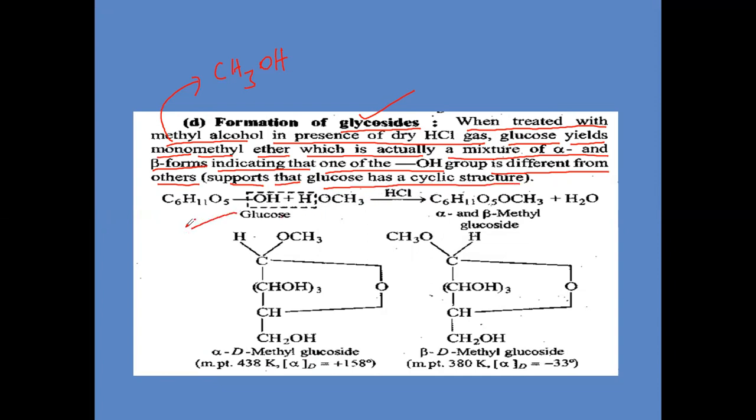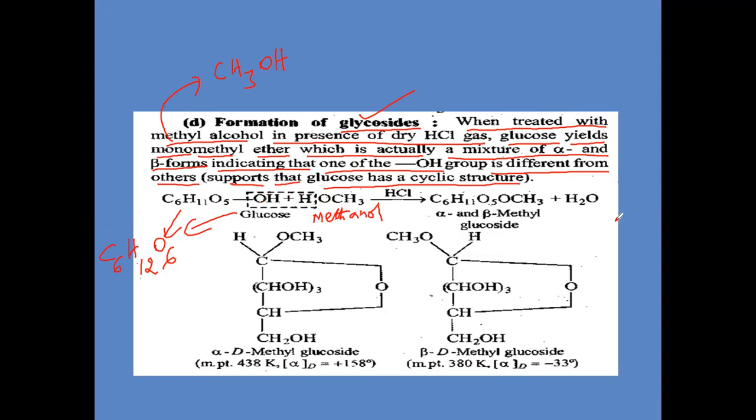Suppose the glucose molecule, generally we write C6H12O6. The same thing is written here as C6H11O5 bonded to OH. The same is glucose. So this OH group of the glucose molecule will combine with the H of methyl alcohol, that is methanol. So with the hydrogen of methanol, the OH group of glucose combines.